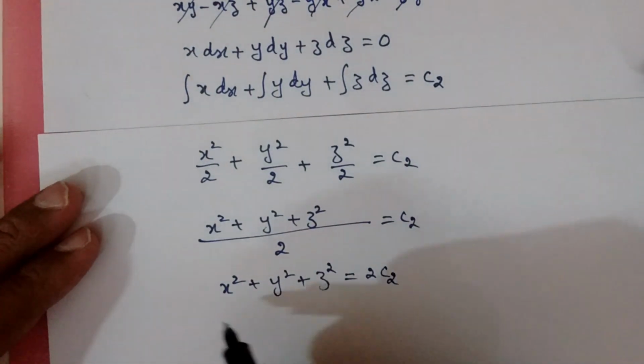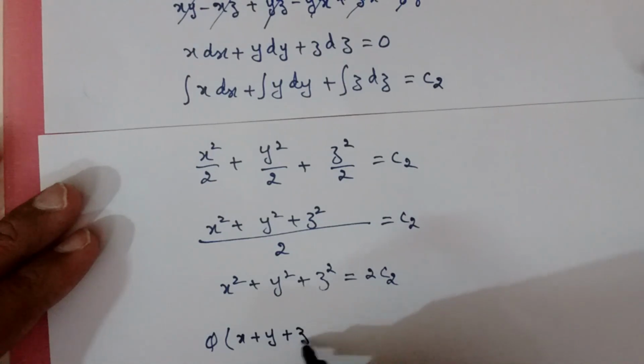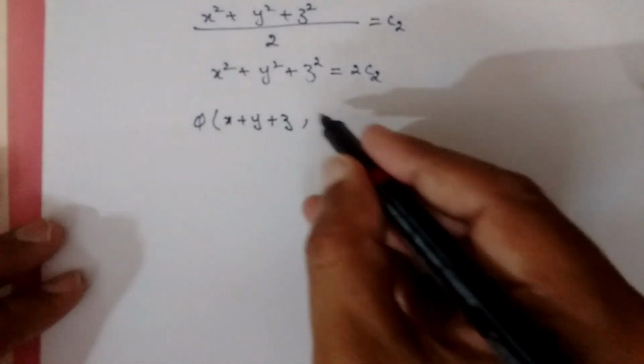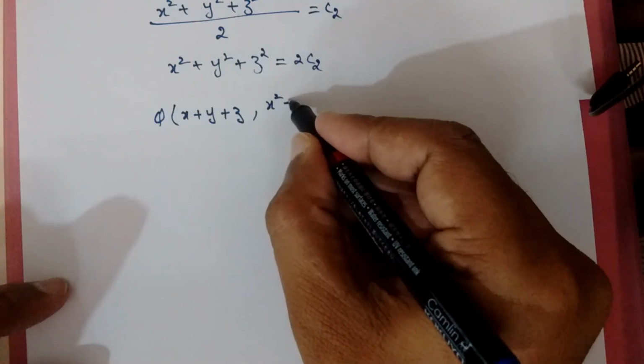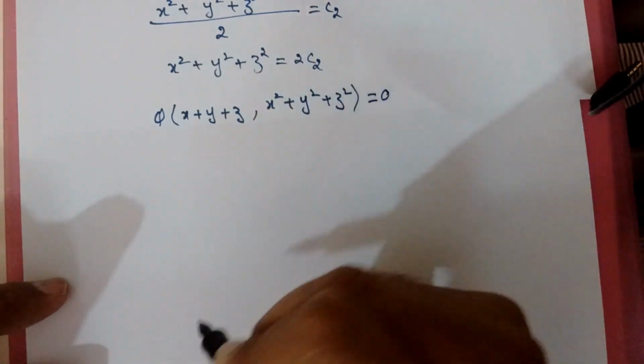So let us write down the final solution is phi of, what is the first solution I have got? x plus y plus z. And what is the second solution? The second solution, you got it as x square plus y square plus z square is equals to 0.